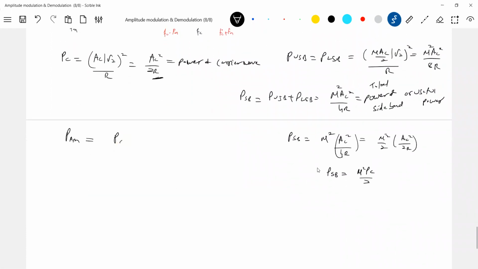Now let's come to the power of the amplitude modulated wave. What all does it have? Power of carrier, power of upper sideband, power of lower sideband. So this can also be written as power of sideband. What is the power of carrier? As it is. Power of sideband, mu square PC by 2. So PC you take outside: 1 plus mu square by 2.